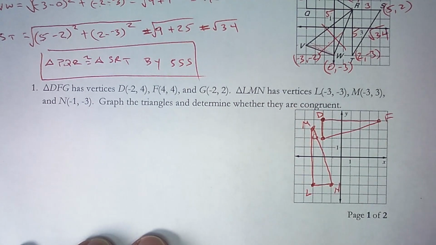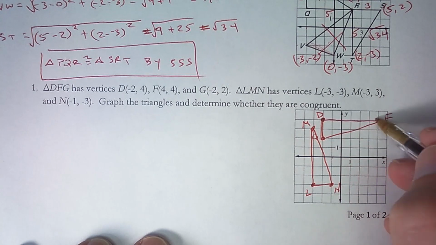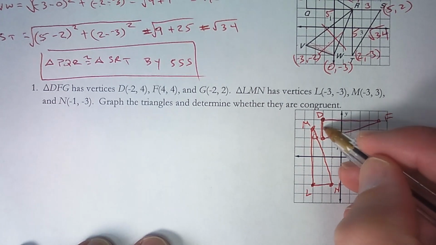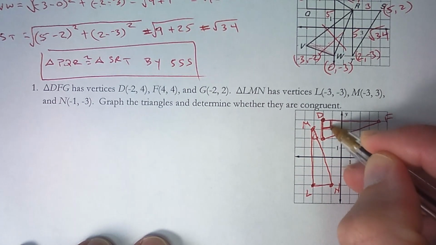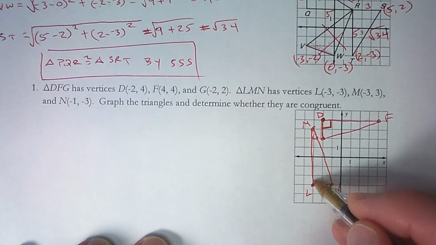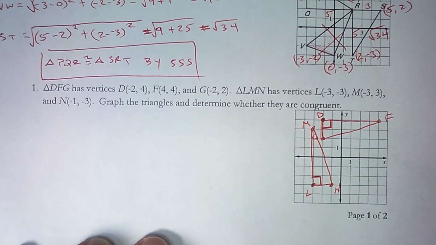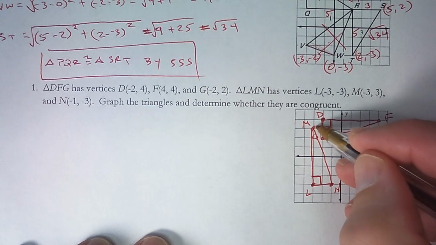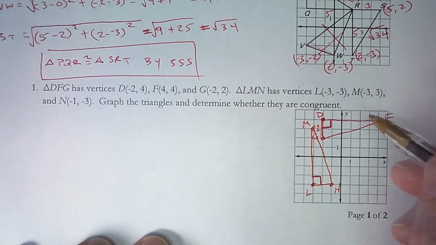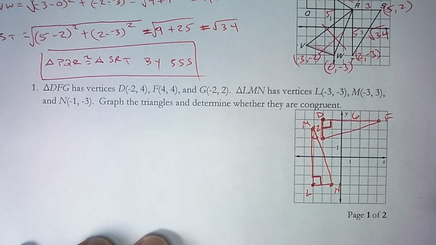Okay, now determine whether these are congruent. I'm going to do this one in a different way, probably a little bit easier. I've got a vertical and horizontal side. Vertical and horizontal lines are always perpendicular, so that's a right angle. Here's another vertical and horizontal. They are perpendicular, so that is a right angle. DG is 2 units long. DF, 1, 2, 3, 4, 5, 6 units long.